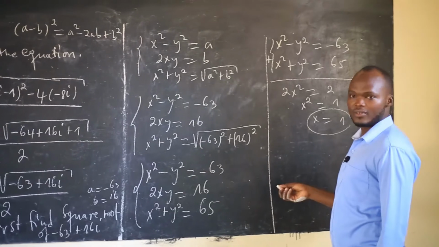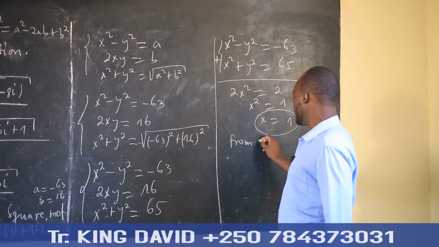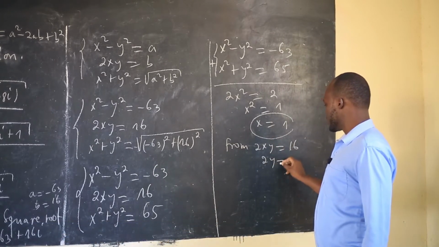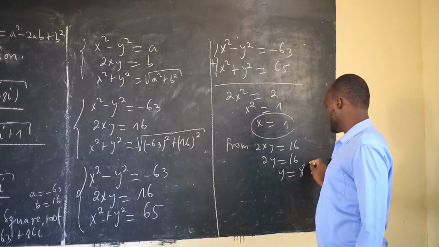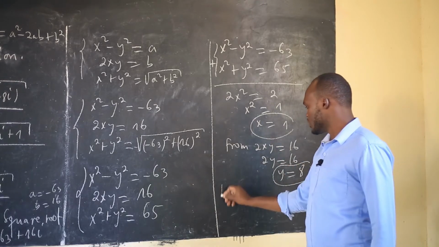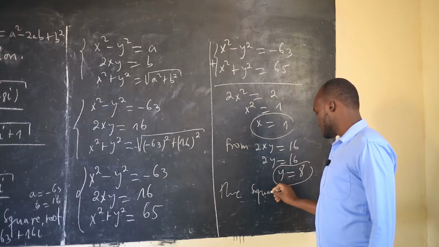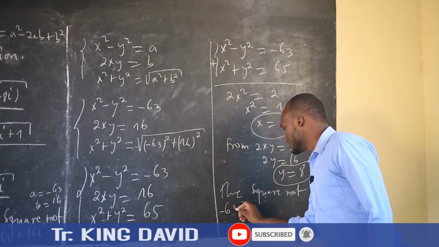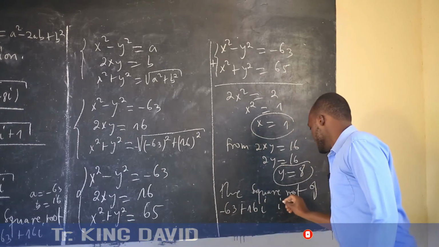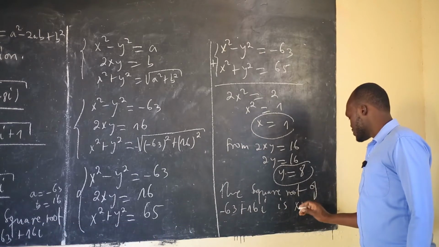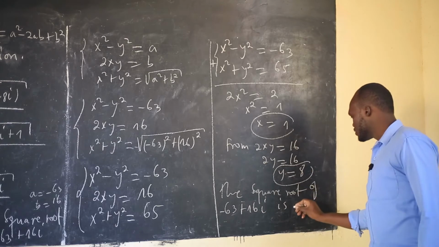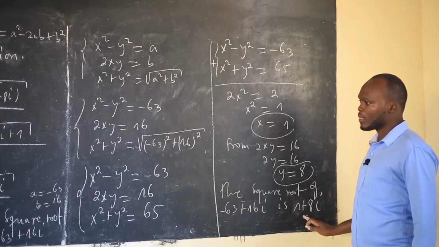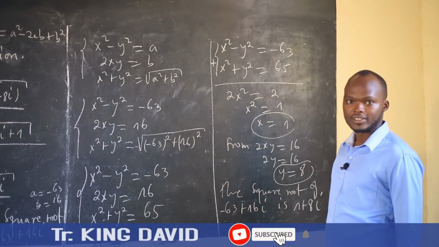Then if x equal to 1, what will be the value of y? From 2xy equal to 16, if x is 1, 2y will be equal to 16. So y will be equal to 8. So meaning that the square root of negative 63 plus 16i is x plus yi. Our x is 1 plus 8i. So after getting the square root of this one, we are going to find the value of t.